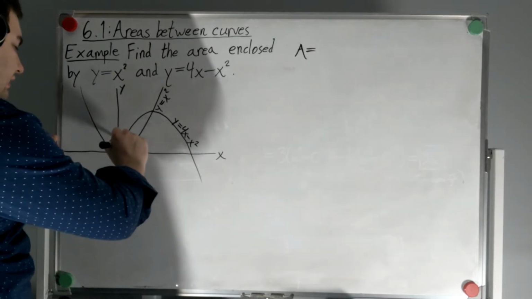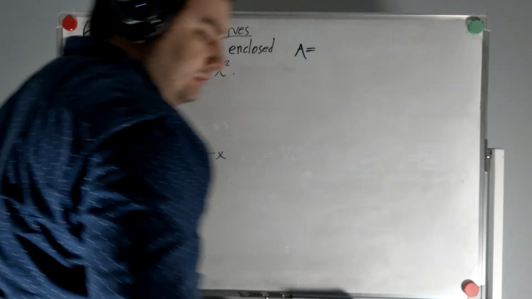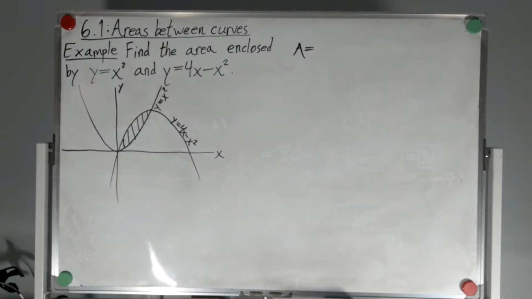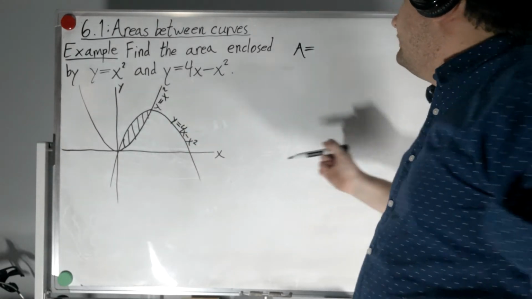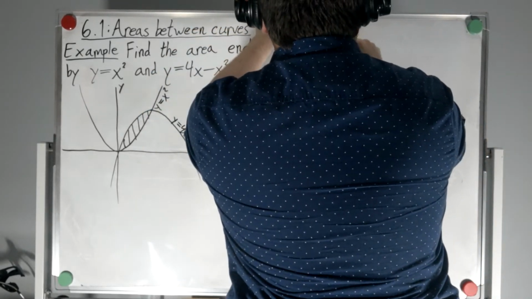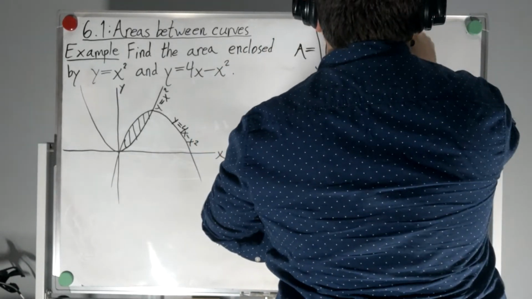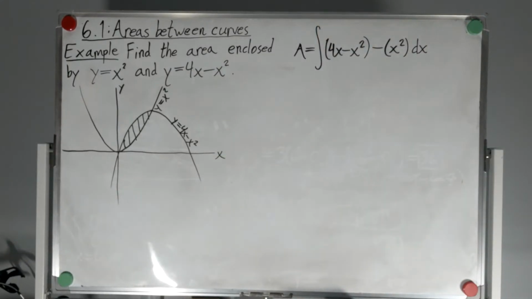So the region that we are trying to find its area is this right here. Once again, they're not telling us the boundaries, and the reason why is because we can figure out the boundaries from the situation. In any case, the upper curve is 4x minus x squared. The lower curve is x squared. So this is going to be the integral of 4x minus x squared minus x squared. And we're going to have to figure out the bounds.